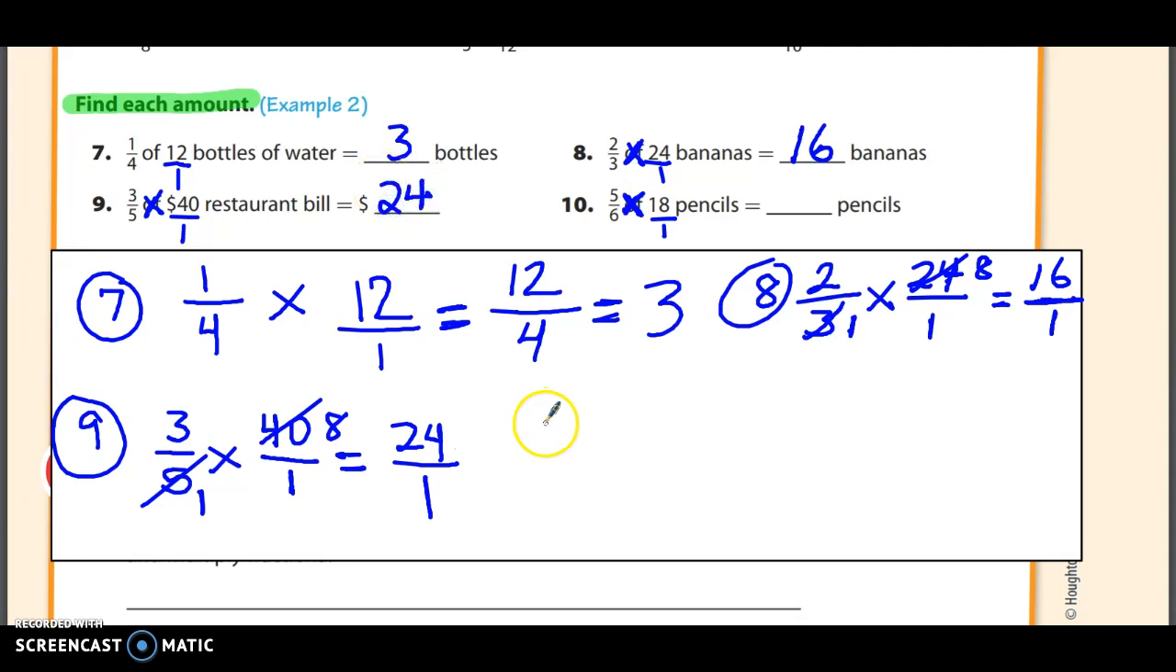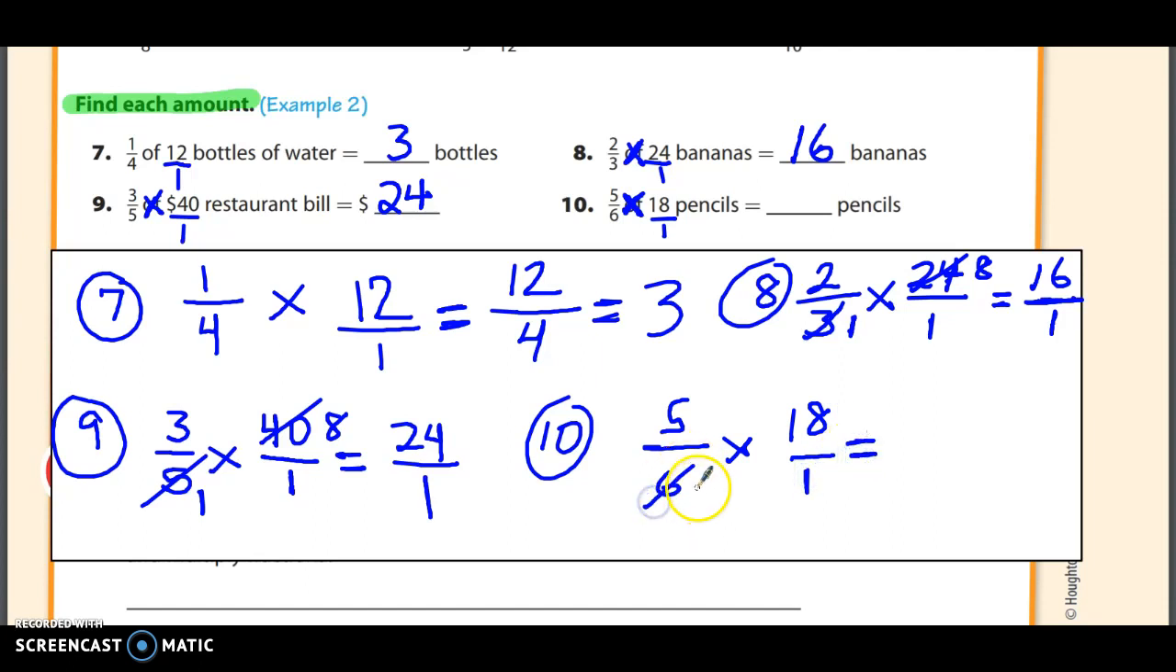Number 10 is 5/6 of, which means times, 18, which is 18/1. 6 goes into itself once. 6 goes into 18 3 times. Denominator is 1. 1 times 1 is 1. 5 times 3 is 15. 15/1 is the same as 15.